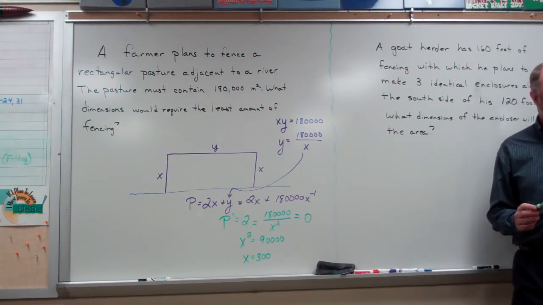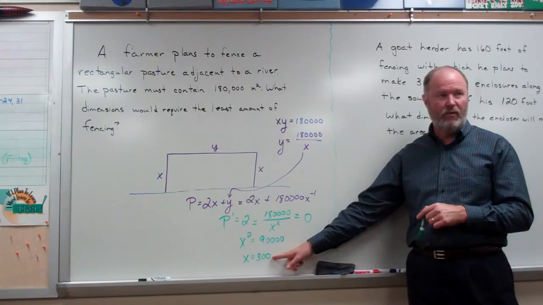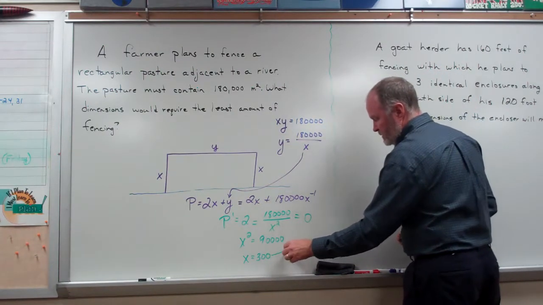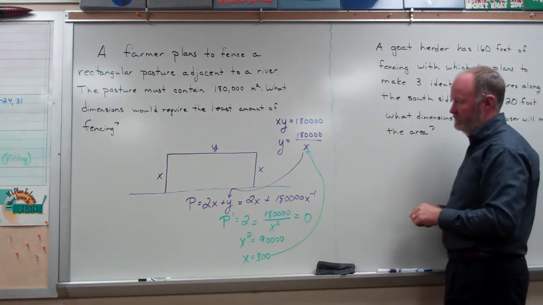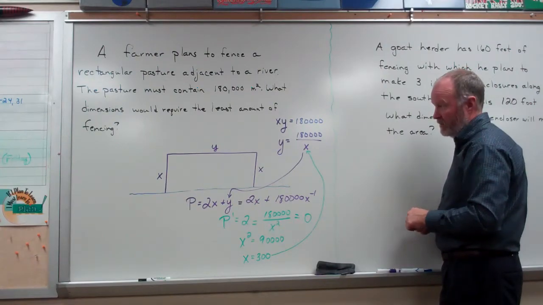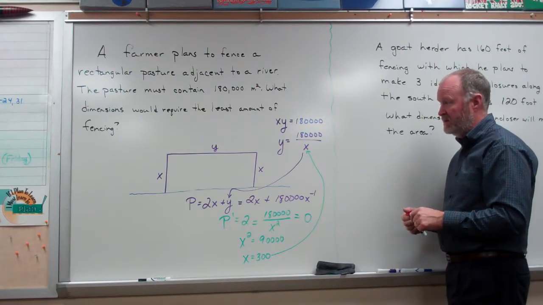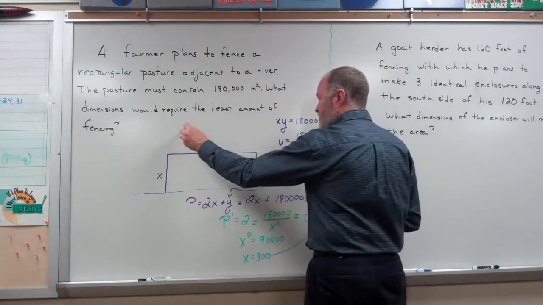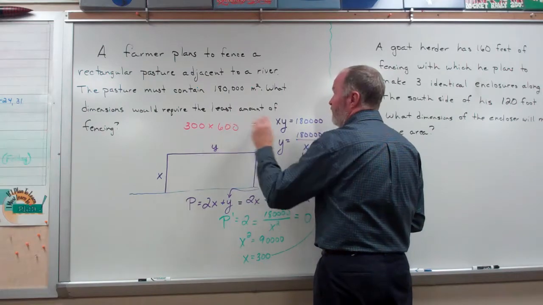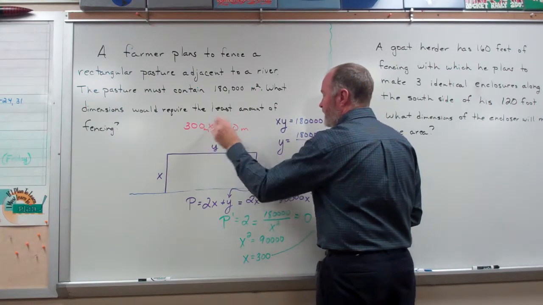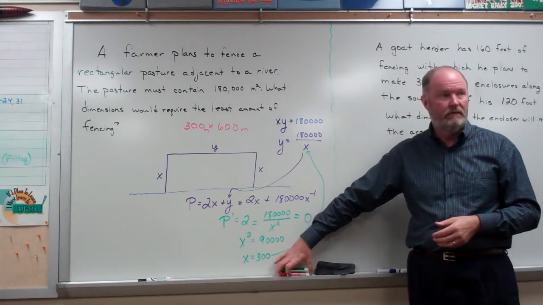What are the dimensions to look for the answer? Do I just want 300? No, I need 300 by what? That's got to go back up into there, doesn't it? So 300 by 600. And these are in meters, right? 300 by 600 meters. There you go.